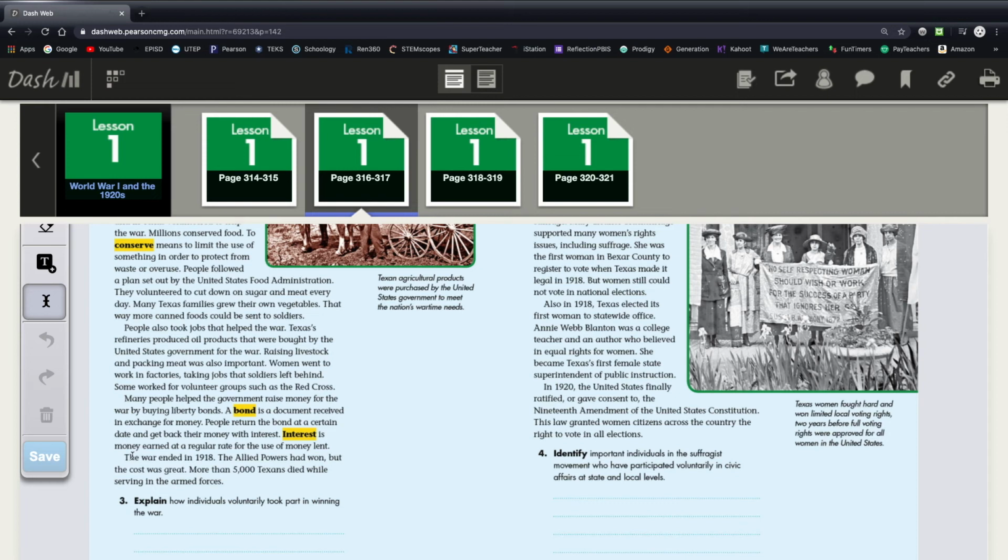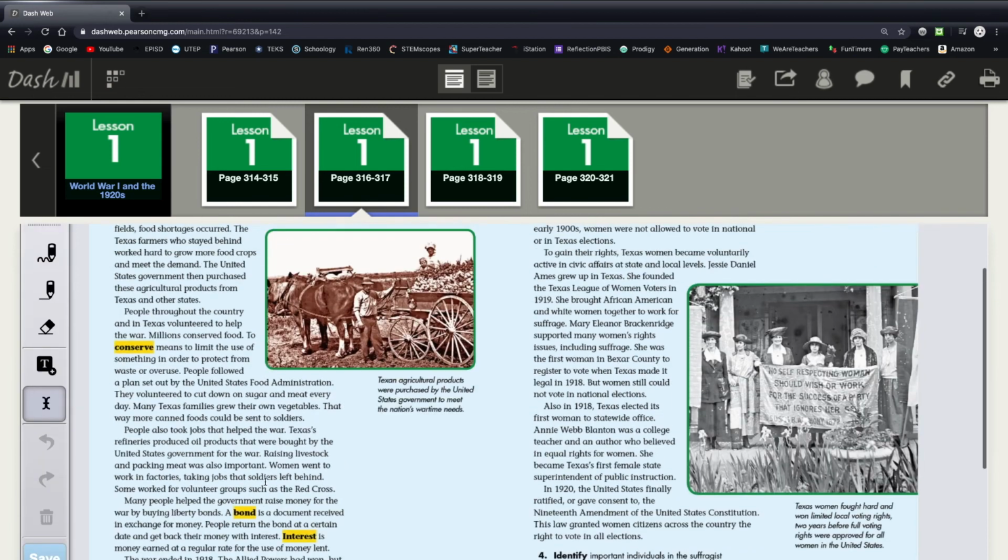The war ended in 1918. The Allied powers had won, but the cost was great. More than 5,000 Texans died while serving in the armed forces.